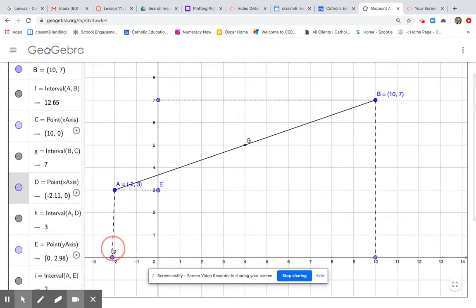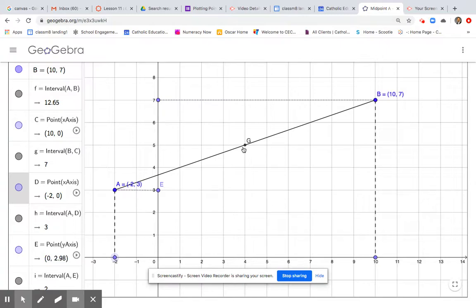There's the y value, there's the x value. If we look at it, in terms of the x value, it's going from -2 all the way up to 10. So what is the number right between -2 and 10? We add them together. 10 plus -2 is 8, and then divide by 2.